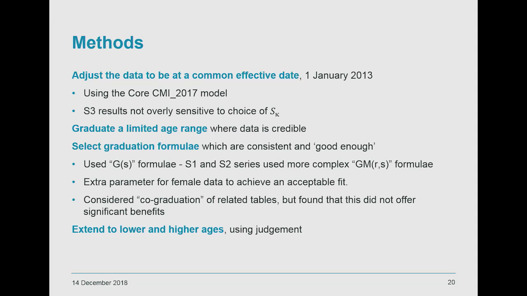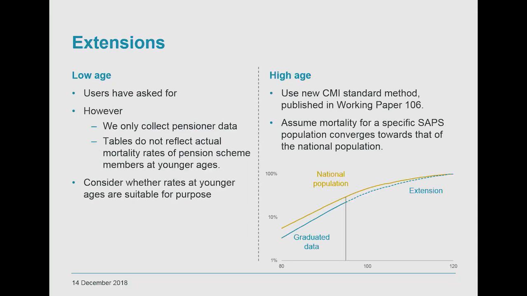Next up is the extensions. Now, we extend both to lower ages, so for pensioners from age 20 to age 60, and for dependents from age 20 to 45, so it's just below your exposure or experience range that you fit. And we do the upper end too, so from 95 years upwards, so that the tables are complete up to 120. Now, lower age extensions we do mostly for convenience.